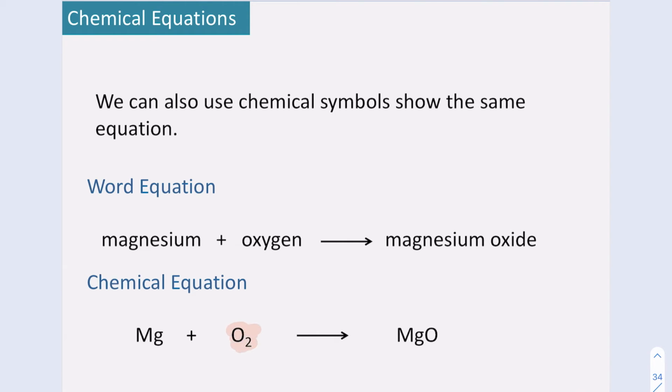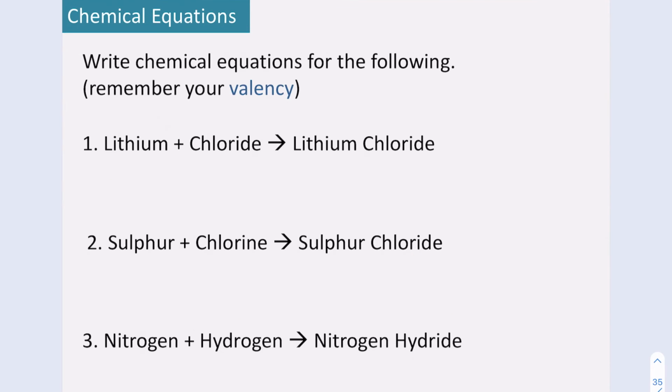Now it's an O2 because oxygen is one of your diatomic elements, so you write the formula as O2. Then magnesium oxide, so magnesium's an Mg, oxide is oxygen with 2. They've both got a valency of 2. So you can swap them around, cancel them out just to get your MgO, and that's how you make your chemical equation. Here we have some examples, so I'm going to do the first one for you.